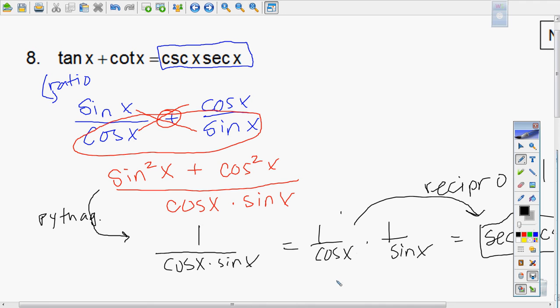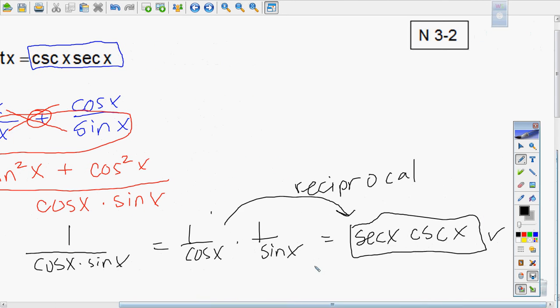How do you know that the Pythagorean was 1 over cosine? Well, the Pythagorean is sine squared plus cosine squared equals 1. So it became a 1. And then therefore we separated them, and 1 over cosine is secant, 1 over sine is cosecant. That's our reciprocal identity. So it would be a true statement.